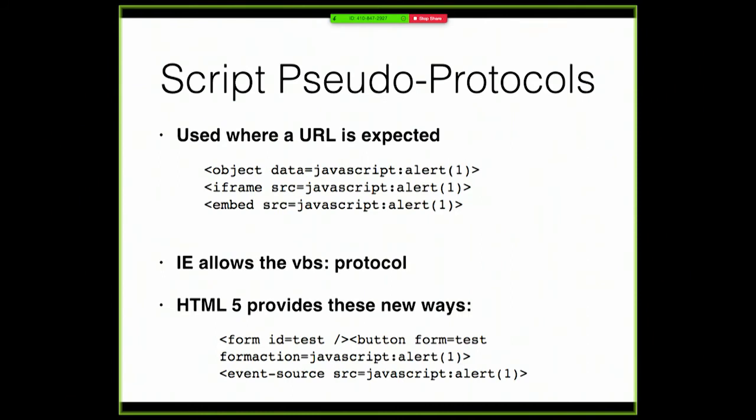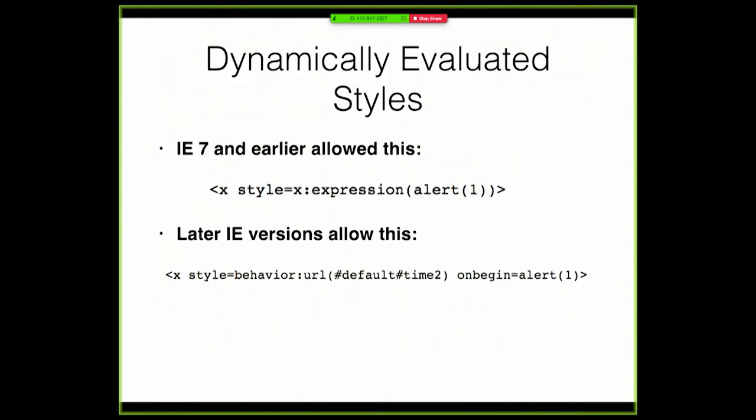There are pseudo-protocols, where you put in JavaScript, like we talked about before. Any place you have an HTTP, you could put in JavaScript instead and just put code right up there. IE used to allow the VBS protocols. You can just put Visual Basic code right in the URL. Visual Basic was Microsoft's competitor for JavaScript. HTML5 gives you a few more ways to insert JavaScript into URLs and pages. IE7 used to allow this, a style that would then have a JavaScript inside the style. Later IE allows this weird stuff.